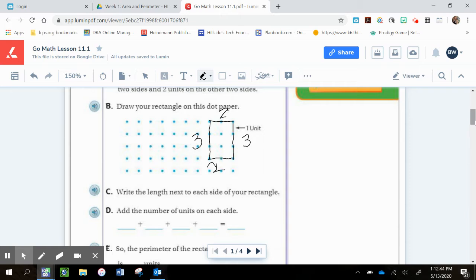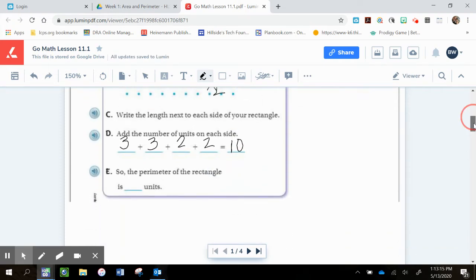So the next step in order to find the perimeter is to add the number of units on each side. So together we're going to add 3 plus 3 plus 2 plus 2. That comes from here and here. We know that 3 plus 3 is 6, then 2 more is 7, 8, and 2 more is 9, 10. So the perimeter of our rectangle is going to be 10 units.